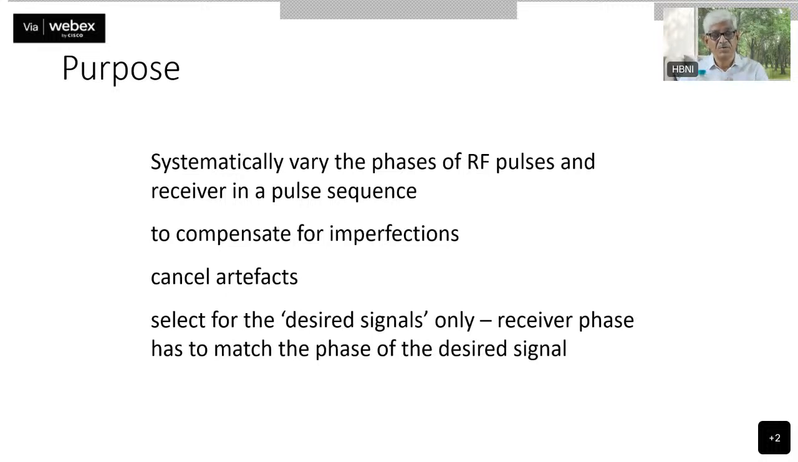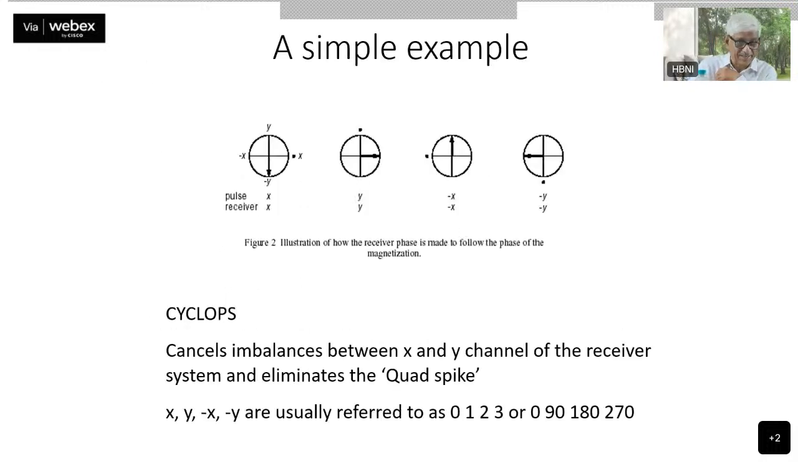As you have seen in the previous lectures, we create all sorts of signals: Z magnetization, single quantum coherences, double quantum coherences. All of these are created during the pulse sequence. But you want to select one of those, and then you have to adjust the phases of the pulses and the phases of the receiver to select what you want. Okay, this is the general outline of phase cycling.